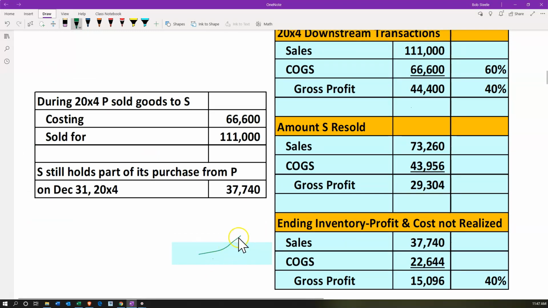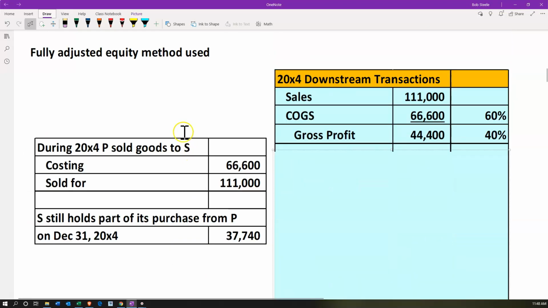I'm going to use our little ruler here. So let's start off with the downstream transactions. So we've got current year downstream. That's going to be from P to S. In our data, it said that we had sales from P to S of 111,000. So 111,000 is going to be here. The cost of goods sold, they told us, was 66,600. The difference between the two is the gross profit.